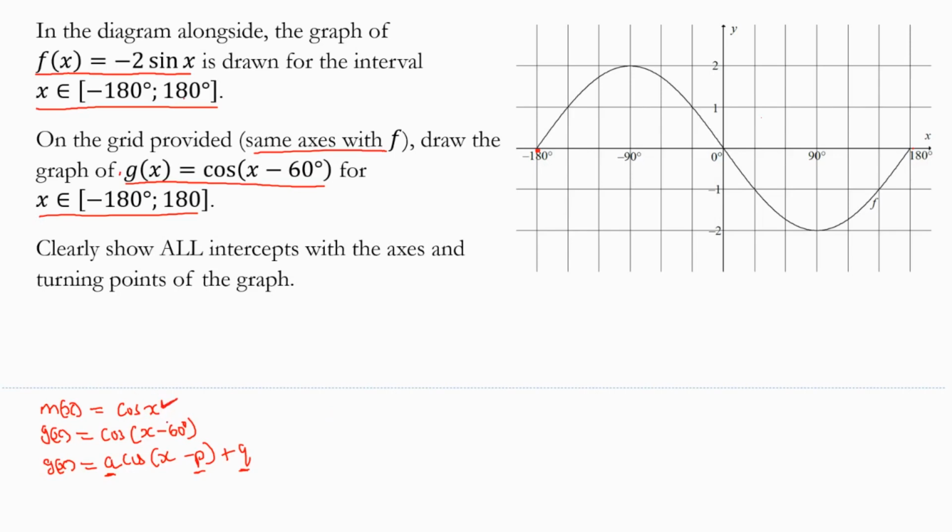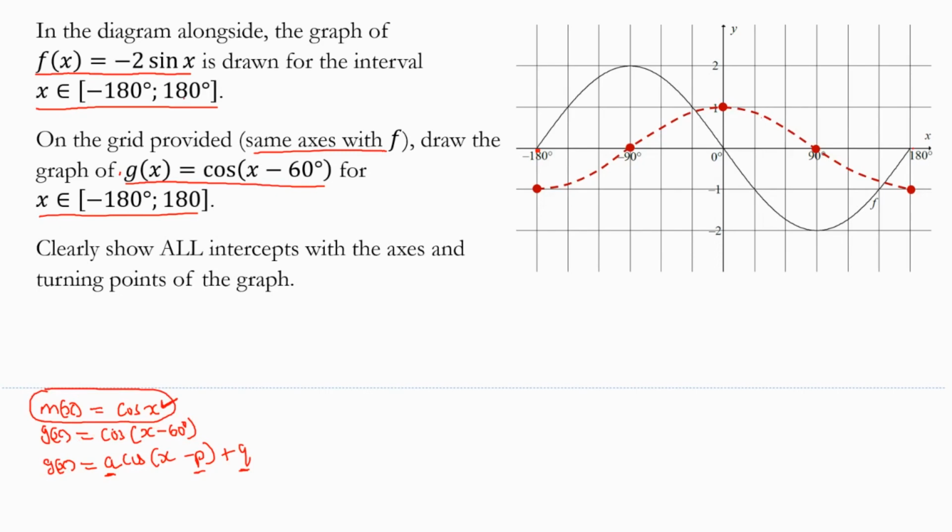Using the key features that we know, the parent graph at -180 degrees is -1, isn't it? If you're not sure, you can even use your calculator for that. At -90 degrees, it's 0. We just have to know these things. At 0 degrees, it is 1. At 90 degrees, it is 0. And at 180 degrees, it is -1. This is the graph of m(x). We just created this graph so that we have our parent graph here.